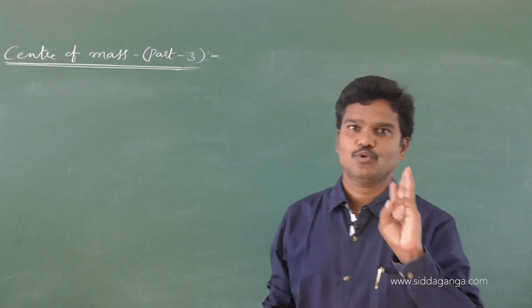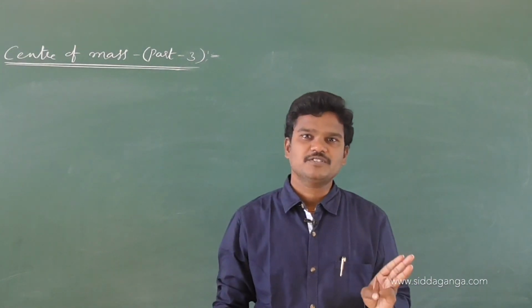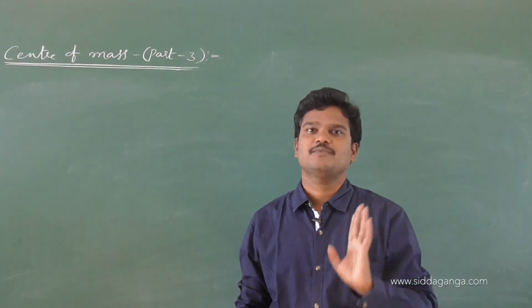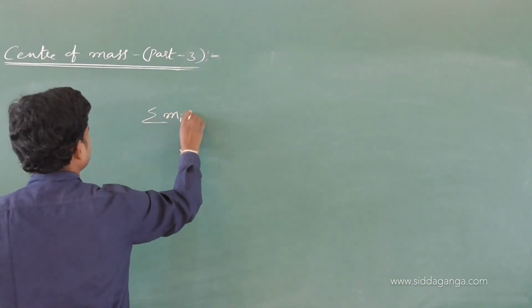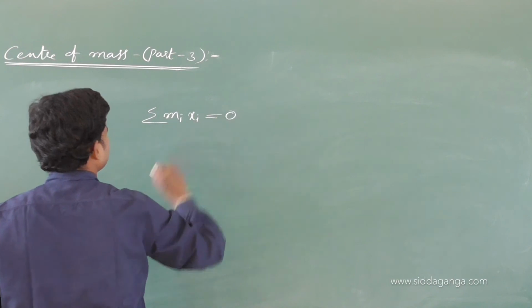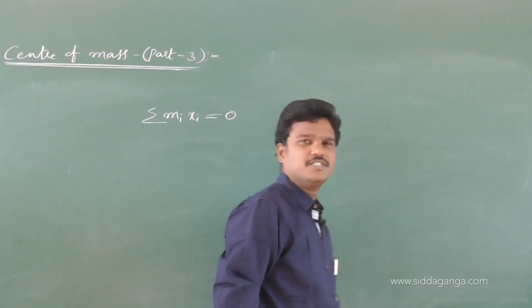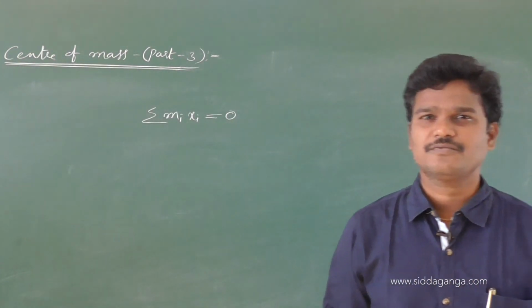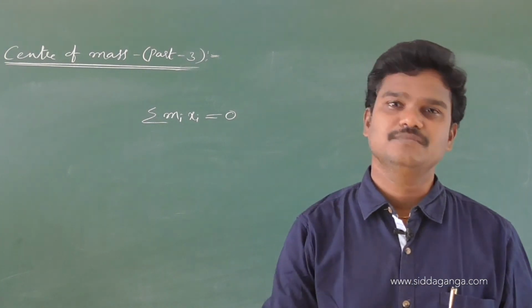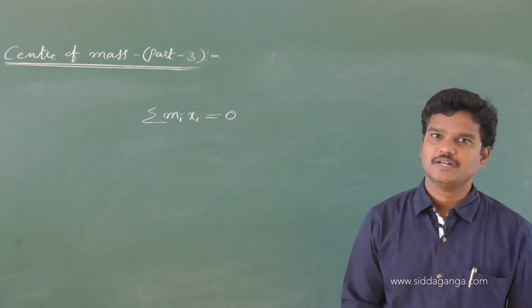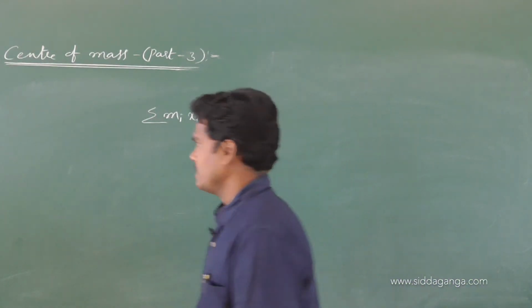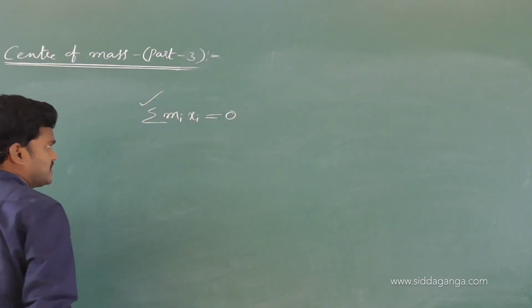And one more: the sum of moments of masses about the center of mass is 0. Keep in mind, the summation of moments of masses about the center of mass is 0. If there is no change in center of mass, the sum of moments about center of mass is 0. So this is also one of the characteristics.